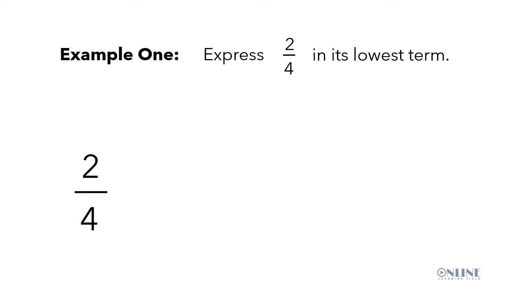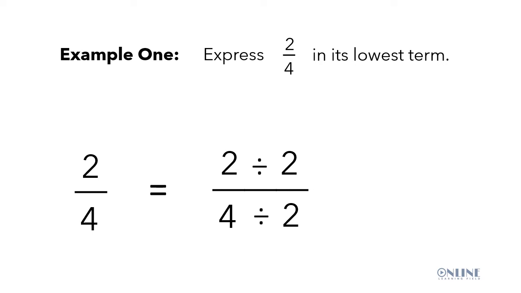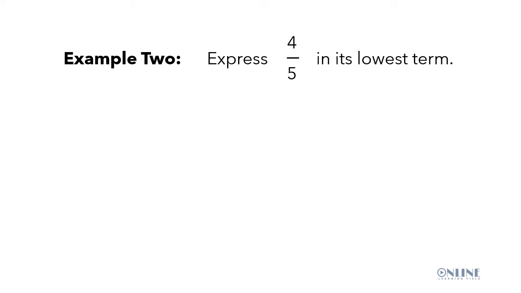Looking closely at the fraction before us, we can see that 2 is the common factor of 2 and 4. So we divide the numerator 2 by 2 and also divide the denominator 4 by 2. This will give 1 as the new numerator and 2 as the new denominator. Therefore, a half is the lowest term of 2/4. That's our final answer.